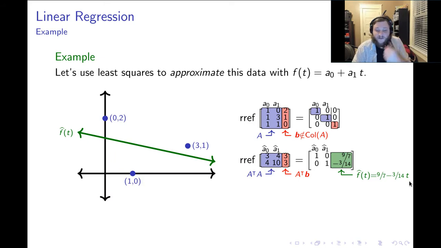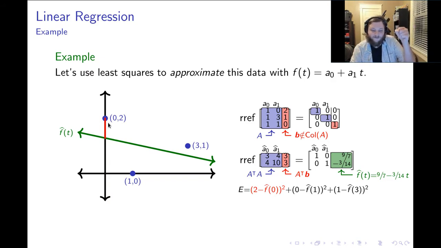We can also look at the error in this situation, and we can actually visualize it. There are 3 terms in the error, which we are squaring. We're looking at 2 minus the line of best fit evaluated at 0. 2 is the first y-coordinate, and we're looking at the line of best fit evaluated at 0 because that's the first x-coordinate. So what we're doing here is measuring that vertical distance and then squaring that number.